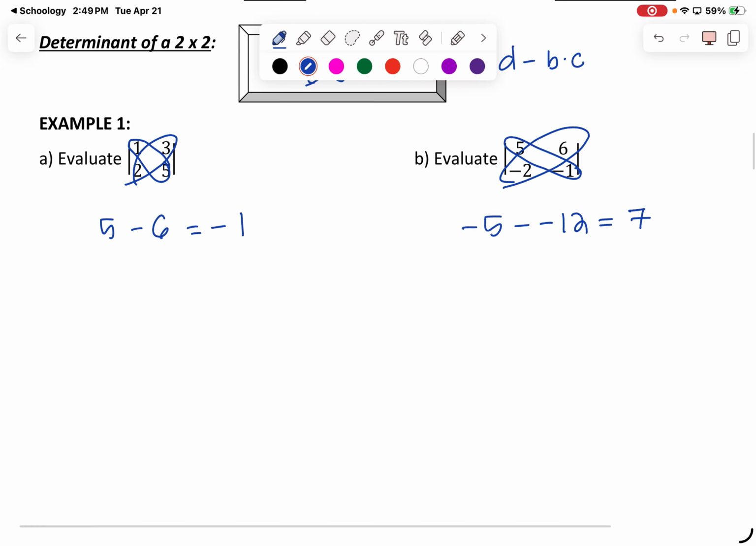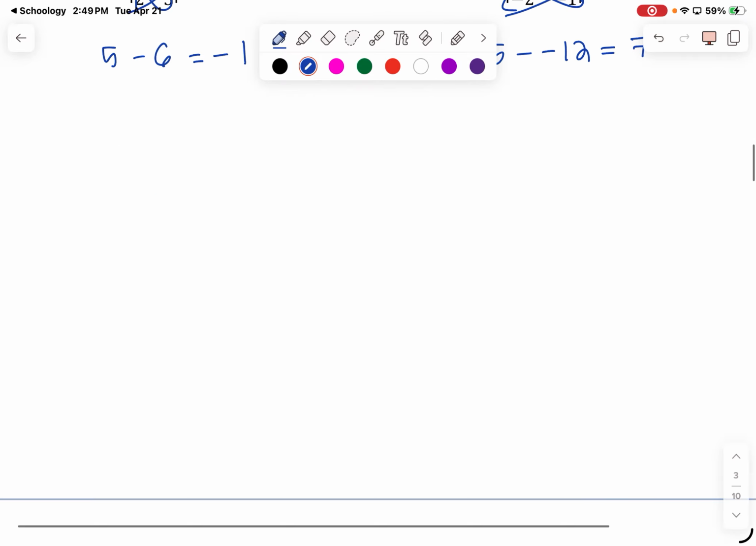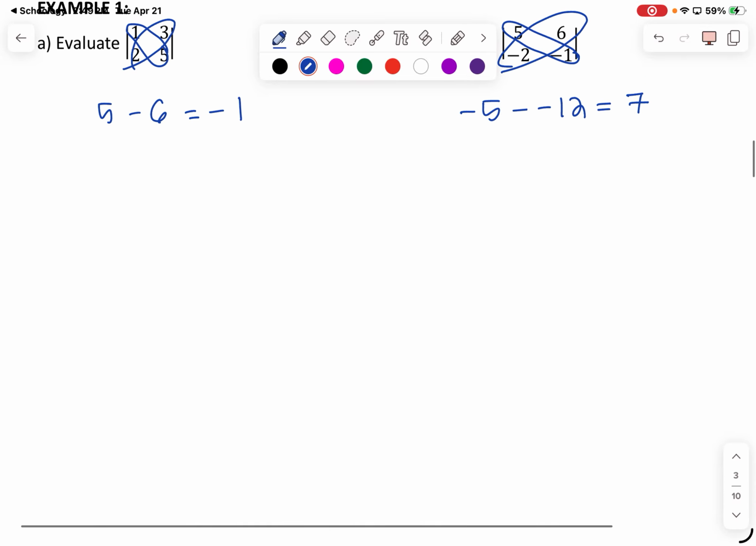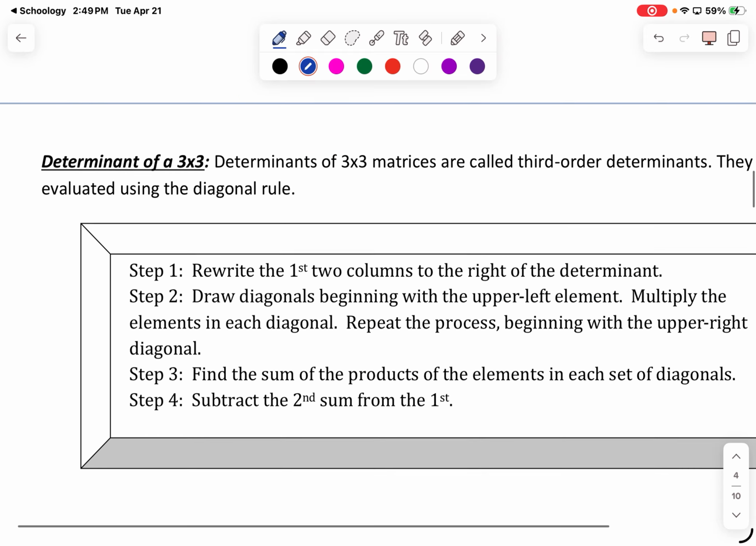Notice the determinant does not have to be a positive number. It can be a negative number. Well, it can be 0, but I shouldn't say it can't be 0. It can be 0, but we'll talk about how that affects the inverse in a moment.